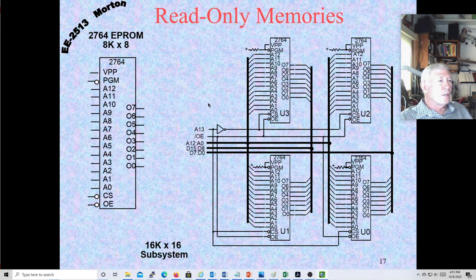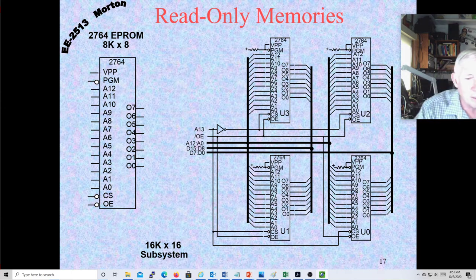Okay, here's an example of a 2764 EEPROM. Now these are kind of legacy parts, but we have similar parts today that are EEPROMs. Same thing, except they're electrically programmable, electrically erasable. These 2764 chips actually had the ability to be erased with ultraviolet light.